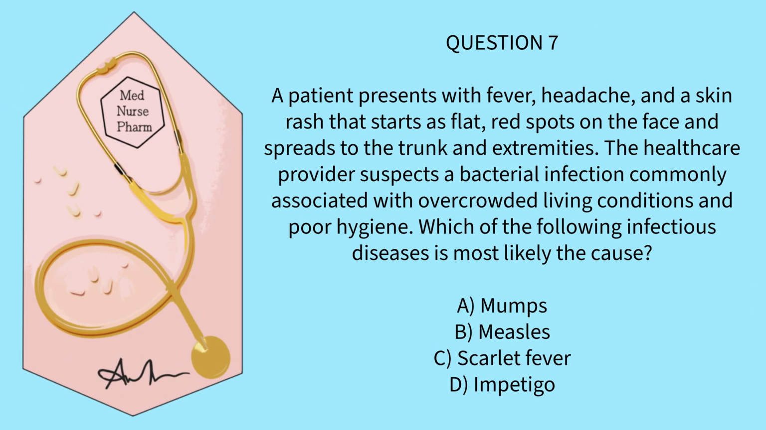Question 7. A patient presents with fever, headache, and a skin rash that starts as flat, red spots on the face and spreads to the trunk and the extremities. The healthcare provider suspects a bacterial infection, commonly associated with overcrowded living conditions and poor hygiene. Which of the following infectious diseases is most likely the cause? Mumps, measles, scarlet fever, impetigo. Pause the video and select your answer.